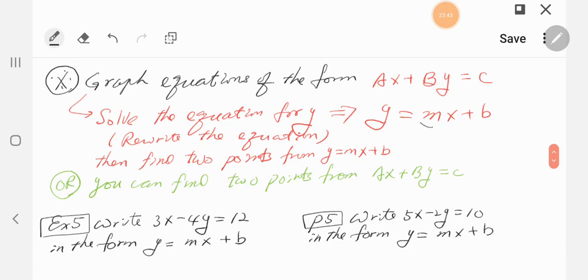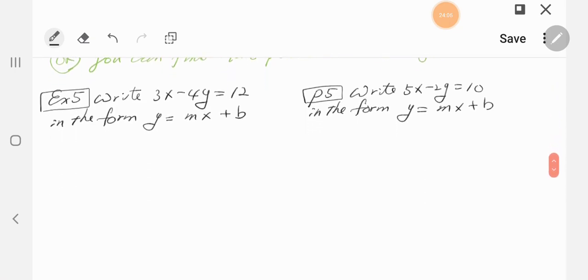So here is m and b. We will use this form many times. There are 2 methods when you graph an equation where the x terms and y terms are both on one side. Then we can first rewrite it so that it is y equals mx plus b, and then find 2 points. Or you can just find 2 points.